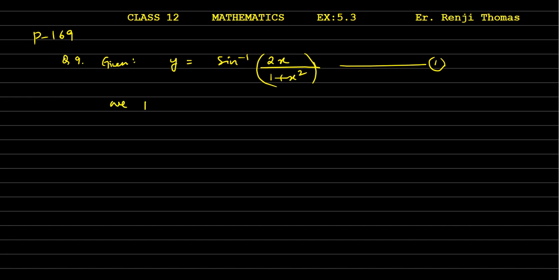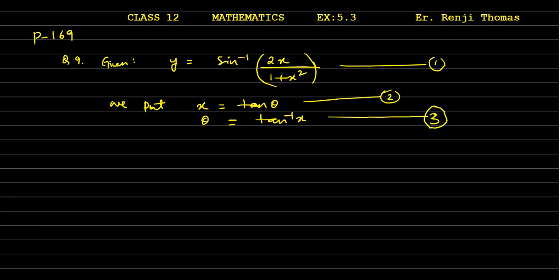Write down like this. We put x equal to tan theta. In place of x in this given equation, you put tan theta. Now why are we putting it? Because we have to reduce this inverse trigonometric function into some simplest form. So if x is tan theta, we can write theta equal to tan inverse x. This can be put as equation number 2, this can be put as equation number 3, as per your convenience.